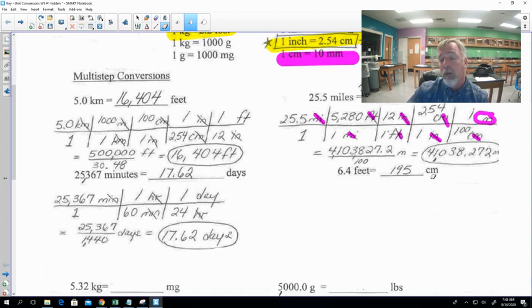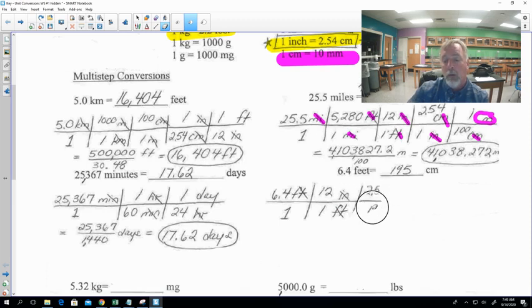All right, look at our next one here. We're going from feet to centimeters, so we know we're going to need our gateway. Again, I want you to start off with our 6.4 feet. We know our gateway is going to have inches and centimeters, so we know we've got to go from feet to inches. Easy peasy. We know 12 inches is 1 foot. Again, how do we write it? Feet in the top, feet in the bottom. Now we're to inches, so we can use our gateway.